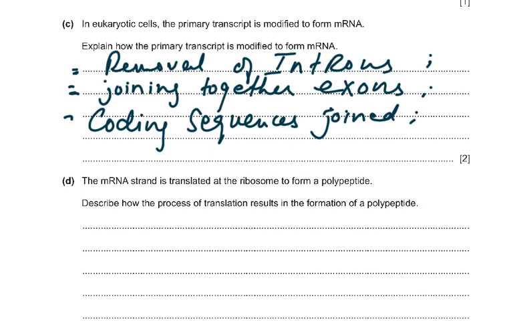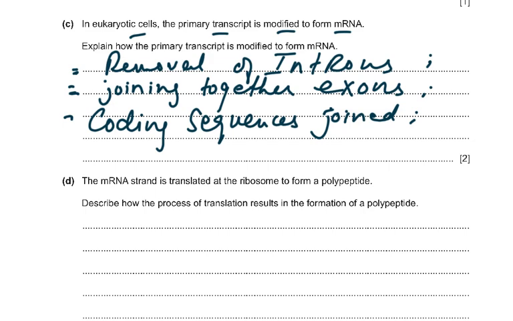So the C part: in eukaryotic cells, the primary transcript is modified to form mRNA. Explain how the primary transcript is modified. Removal of the introns. So the introns have to be removed and the exons, the coding sequences, are joined together. Or you could have said splicing, or joining together of the exons and the coding sequences.